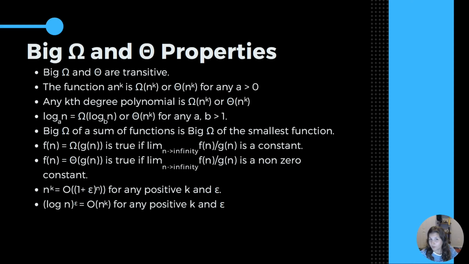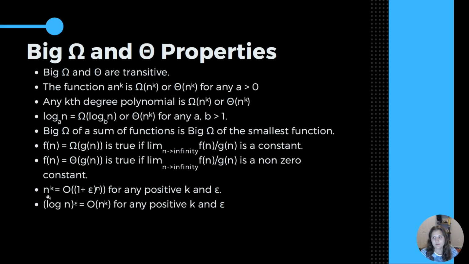For big omega, different than our big O notation, the sum of the functions for big omega is the smallest function, not the largest function, because remember, we're talking about the lower bound. F of n is the big omega of g of n. This is true if the limit of f of n over g of n is constant. And f of n being the theta of g of n is true if the limit of f of n over g of n is a non-zero constant.